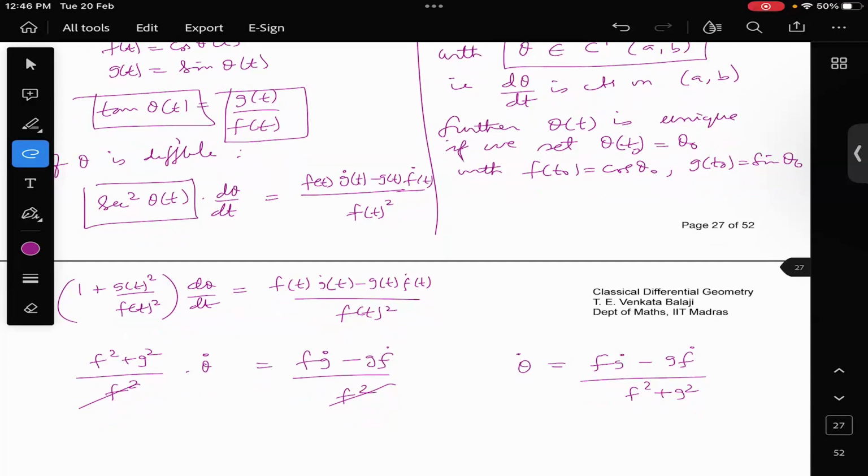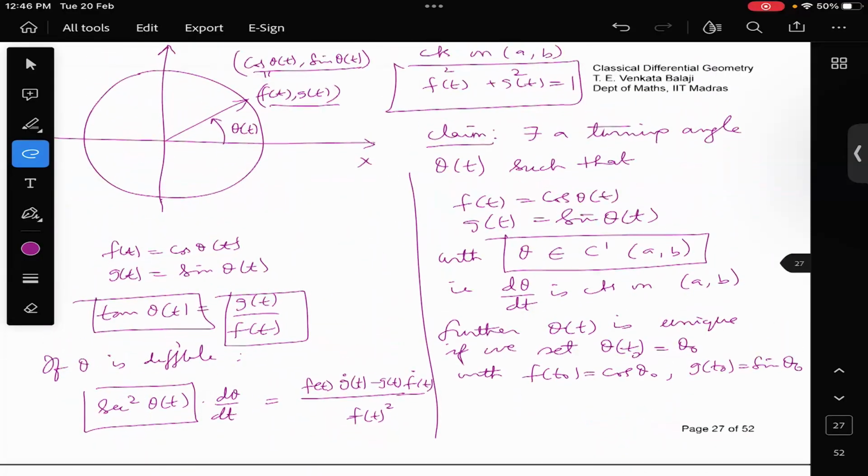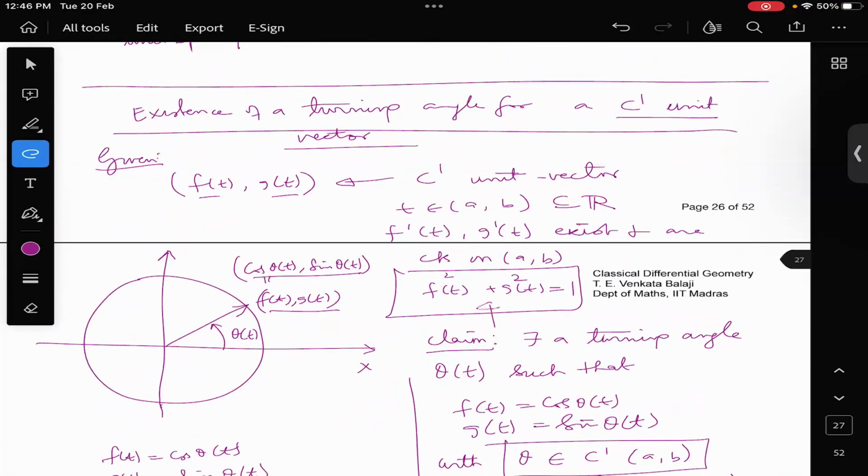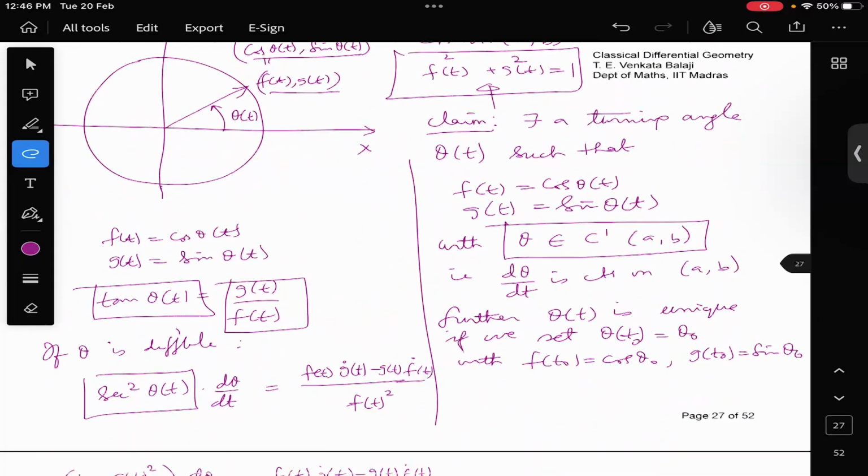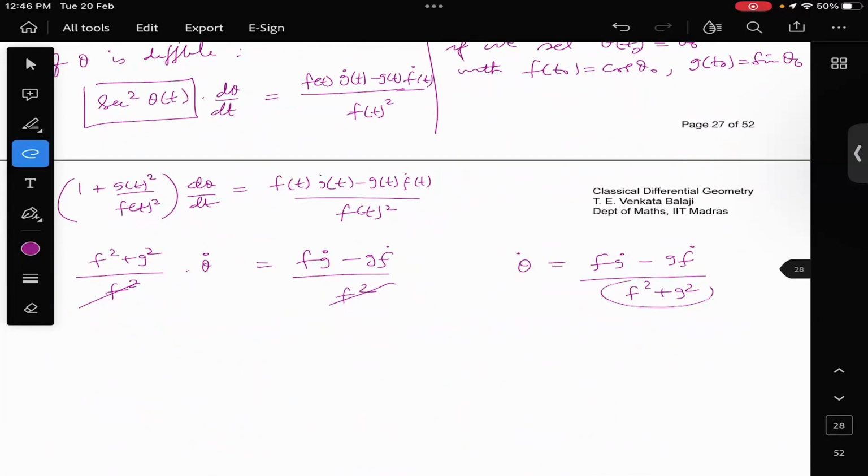You see, f comma g are components of a unit vector. I have assumed that f comma g is a unit C1 vector. That is the assumption. f squared plus g squared is 1. It's a C1 unit vector. So f squared plus g squared is 1. Therefore, this term vanishes. So if theta were differentiable, you get that theta dot will be f g dot minus g f dot. You are getting this expression.